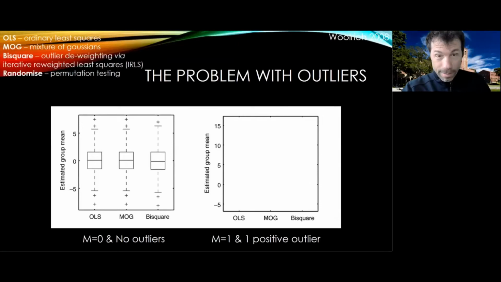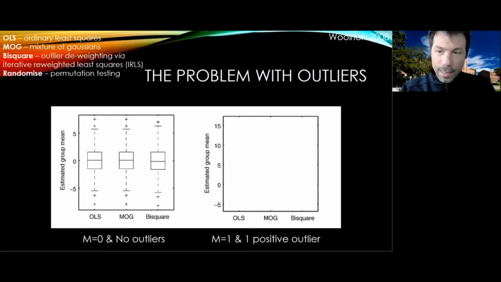Now, the next problem I want to tackle is that of outliers. What happens if in your data you actually have some outliers with respect to the distribution of values in your participants? And this is a wonderful paper by Mark Woolrich of the FSL group.